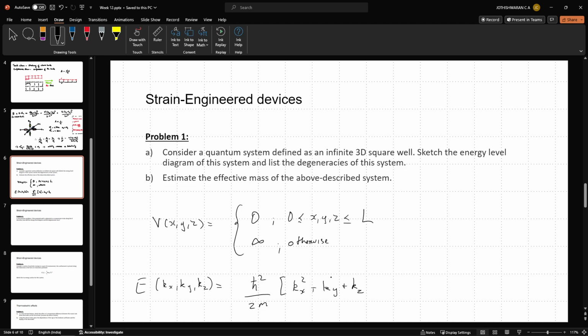I'm not solving this entire thing again, where kx is nπ by L, which is equal to ky, which is equal to kz. So this is the initial system. These are the energy levels. So up until here, everything is fine.